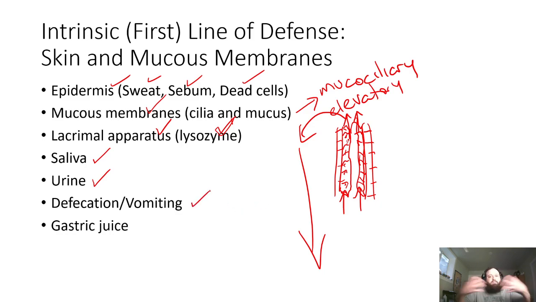Simply expelling material from your digestive system in a mass sense will remove any microorganisms that are present within there. And then even more specifically within the digestive tract, the gastric juices of the stomach have this incredibly acidic pH and also contain all these digestive enzymes, which basically make the stomach a very inhospitable place for germs. So that's our intrinsic line of defense.